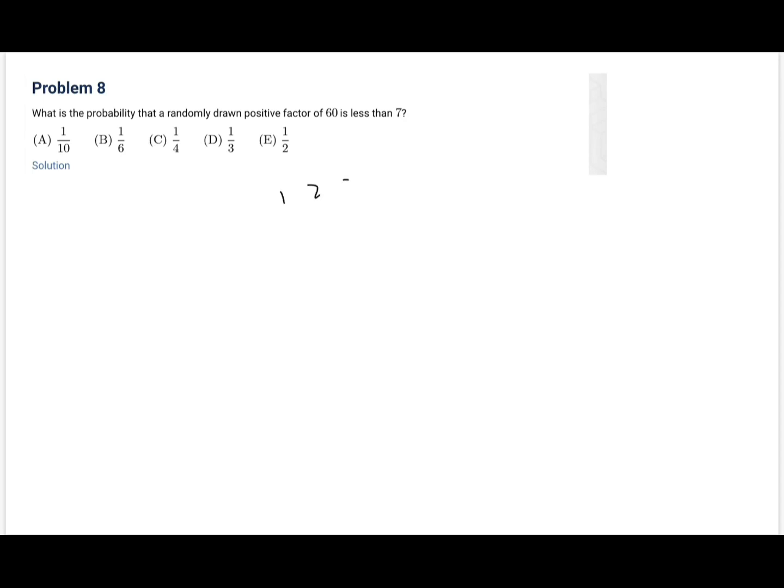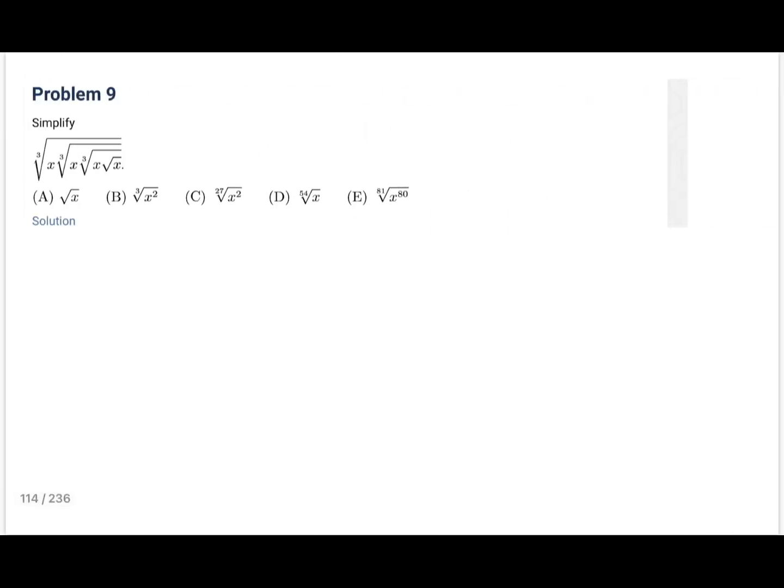1, 2, 3, 4, 5, 6, no 7, no 8, there's no 9, 10. Okay, and then since these two are together, it's 12, and then it's 15, it's 20, 30, and then 60. Which among these is less than 7? So it's this one right here, so it's 1/2. The answer is E.